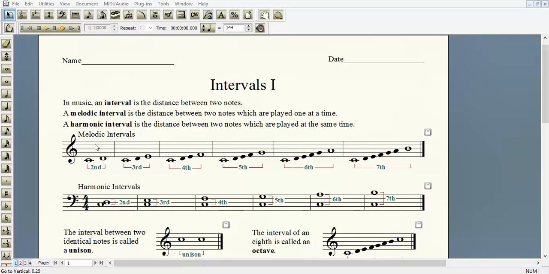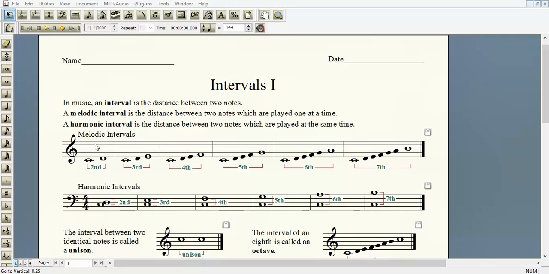When we're thinking about intervals, though, it doesn't matter what the letter name is. It matters how far apart they are. So an interval in music is the distance between two notes on a staff. For the purposes of this discussion, a melodic interval is the distance between two notes that don't happen at the same time, so they're played one at a time. And a harmonic interval is two notes that happen at the same time. That means they're played exactly at the same time, but they're stacked on top of each other.